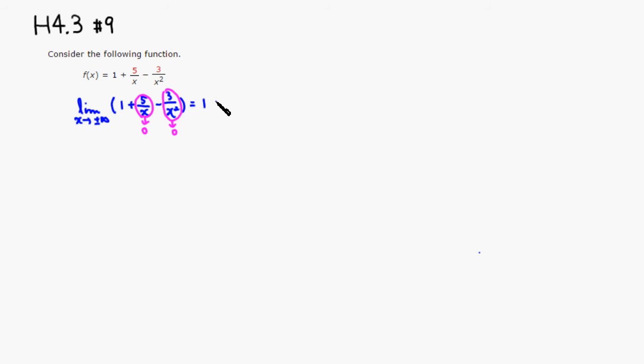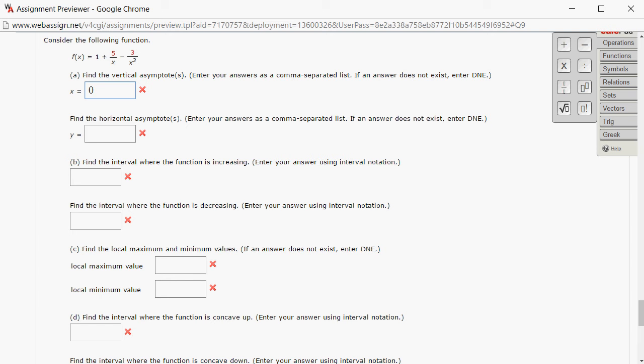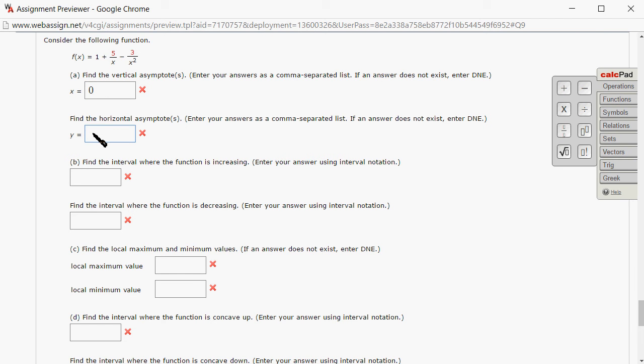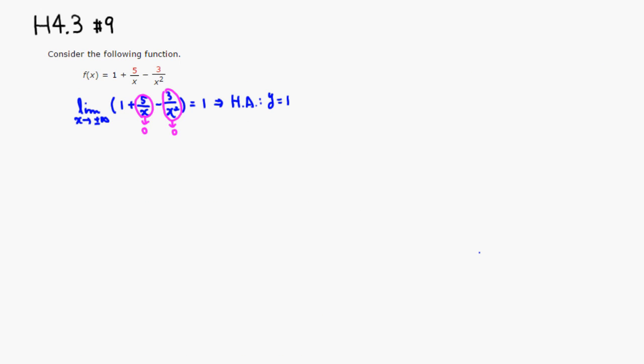So this means that we have a horizontal asymptote y equals 1. Let's put that in there. Then part B, find the interval where the function is increasing and also decreasing. So we need to look at the derivative.